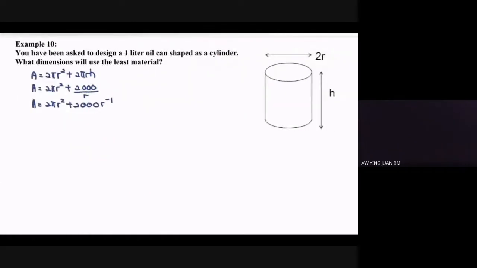Next, let's proceed for the third step. Solve for f prime x equals to 0. So in here, we are going to find the A prime, or we can say dA dR, so equals to 4 pi R minus 2000 R to the power negative 2. Rearrange the situation.